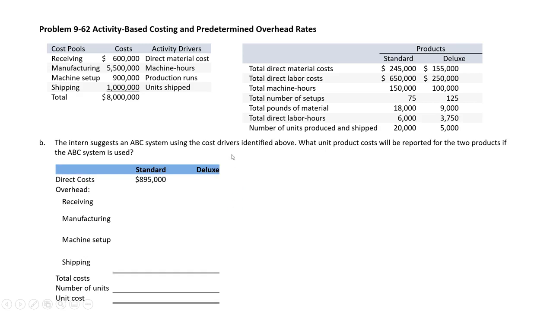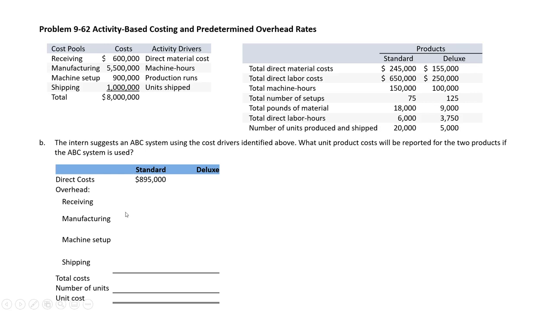What I'm going to do is shift into B, where the intern has suggested using ABC costing, and again, broken down the larger manufacturing overhead pool into smaller pools or activities that they believe are really driving the business. They also identified the drivers for those individual pools: direct material costs for receiving. The manufacturing and production oriented costs they still believe are driven by machine hours. Machine setup is driven by production runs, or in essence, the number of setups, and shipping is based upon the units shipped. Now, our direct costs aren't going to change. That's the same. We're just changing the way that we're applying overhead.